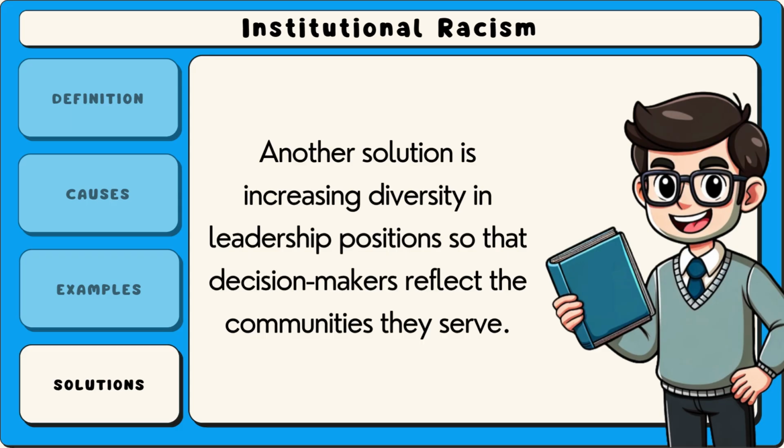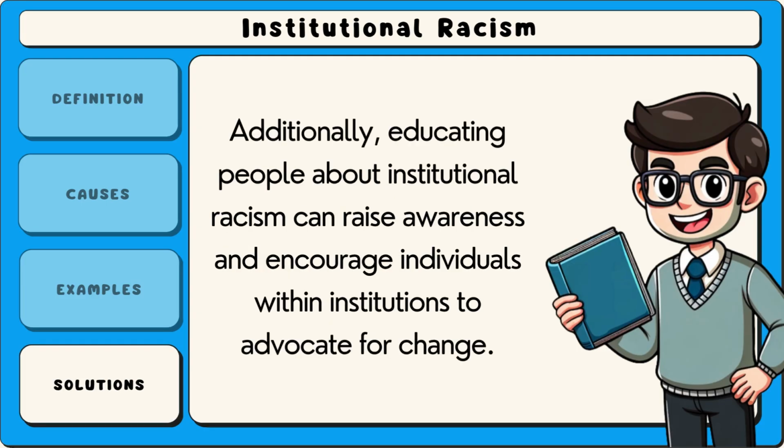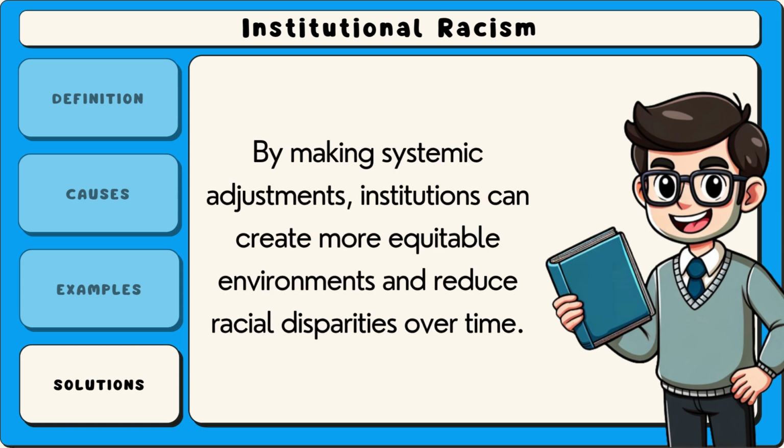Another solution is increasing diversity in leadership positions so that decision-makers reflect the communities they serve. This can help create policies that consider different perspectives and experiences. Additionally, educating people about institutional racism can raise awareness and encourage individuals within institutions to advocate for change. By making systemic adjustments, institutions can create more equitable environments and reduce racial disparities over time.